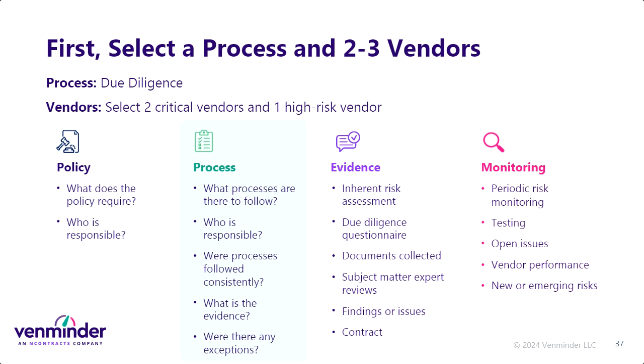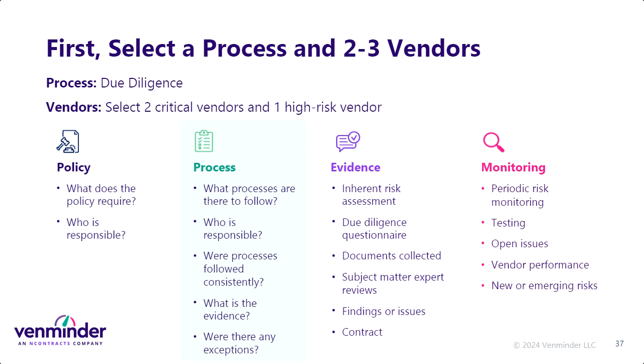So the first thing we do is we look at the policy. What does the policy require around due diligence? Who is responsible for executing these various processes to meet these requirements, and were they followed? So for example, if you have a policy requirement that says due diligence is completed and approved before we sign a contract, you look at the contracts for these 3 vendors and make sure that was done.